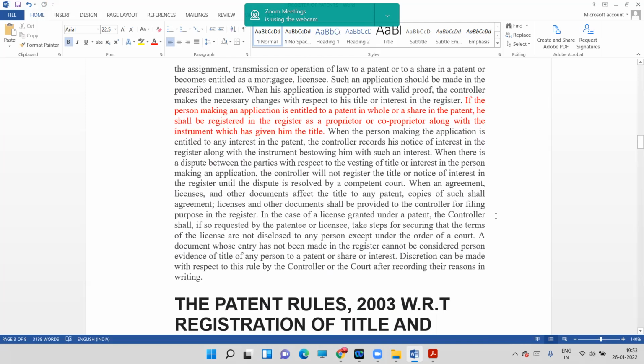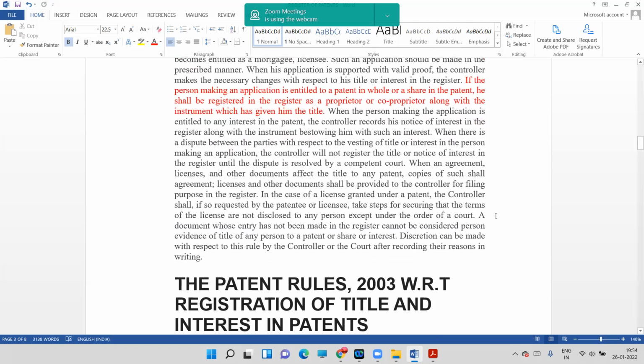When there is a dispute between the parties with respect to the vesting of title or interest in the person making an application, the controller will not register the title or notice of interest in the register until the dispute is resolved by a competent court. Okay, if there is a dispute, the process does not proceed further. When an agreement, licenses and other documents affect the title to any patent, copies of such agreements, licenses and other documents shall be provided to the controller for filing purpose in the register.